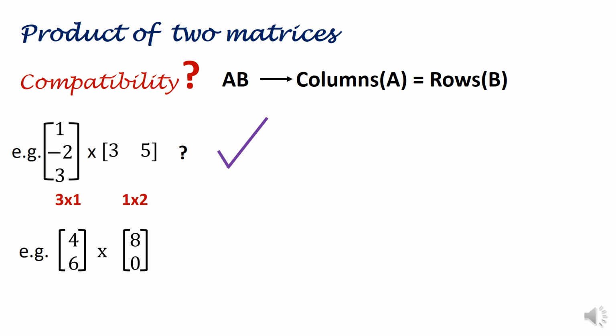Take another example. In these two matrices which are given here, both of them have the same order. That means both of them have 2 rows and 1 column. Thus, their order is 2 by 1 in both the cases. You find here that the columns of the first matrix are not equal to the rows of the second matrix. That means they are not compatible for multiplication. Thus, we cannot multiply them together. So, the main important rule to multiply matrices is that the columns of the first matrix must be equal to the rows of the second matrix.